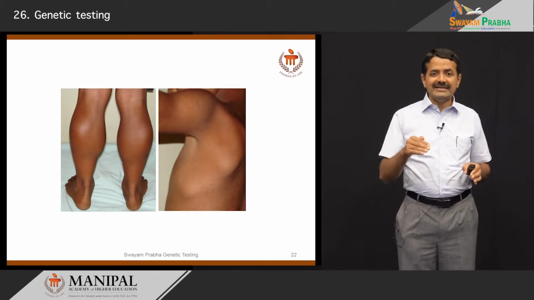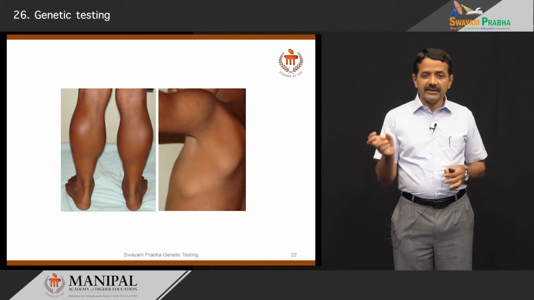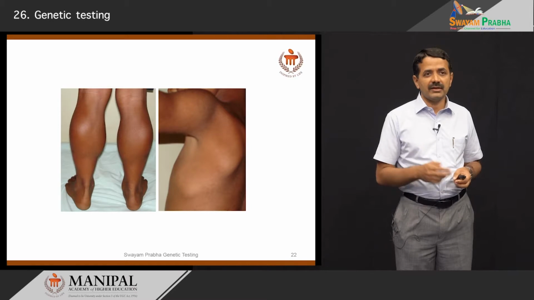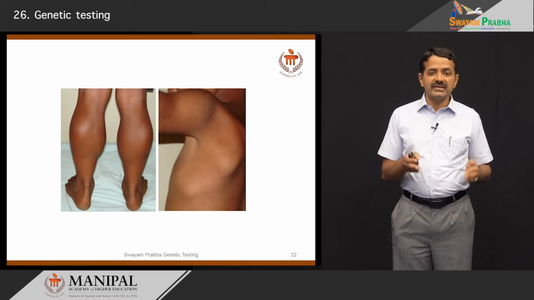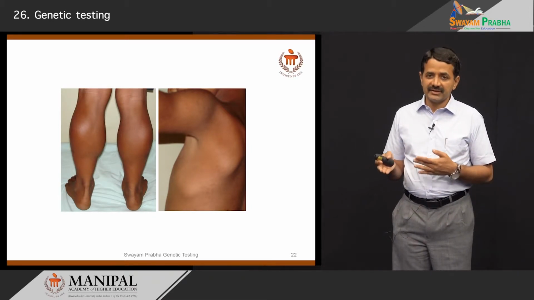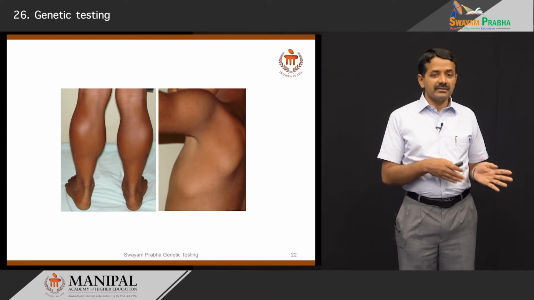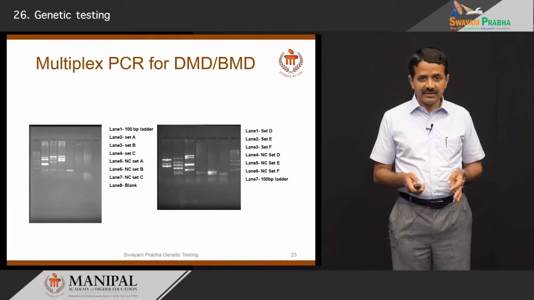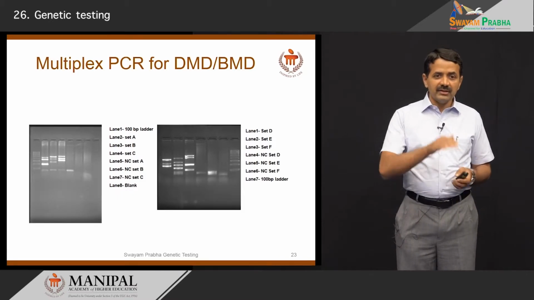it is caused by mutation in the dystrophin gene, which is usually deletion or duplication. If a segment or exon is amplified using PCR, you can detect whether it is present or absent, but if it is duplicated we cannot detect it by this PCR method, and I will show you here.